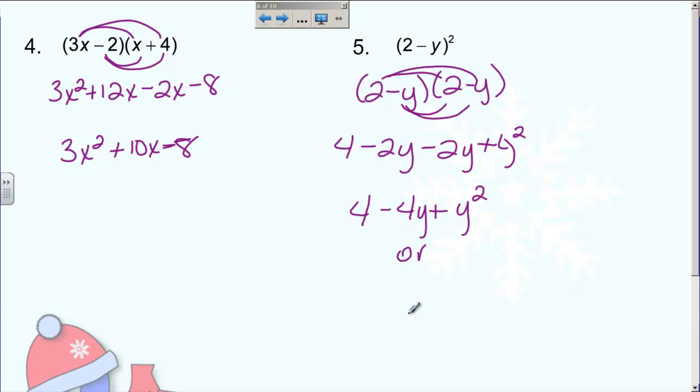Or you can turn it around and put the y squared in front because that's traditionally how we see them. And you end up with y squared minus 4y plus 4. They're the same thing. It is not incorrect if you leave it the other way, but this way you know these mean the same thing. It's just rewritten and turned around.